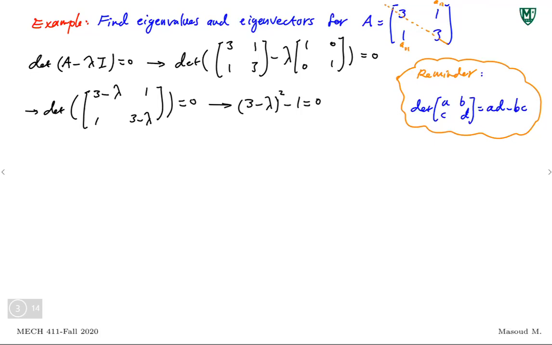You can expand this. I have to find the roots, right? This is supposed to give me an equation. So that would be 9 plus lambda squared minus 6 lambda minus 1 is equal to 0. This gives me lambda squared minus 6 lambda plus 8 is equal to 0. It's a second degree polynomial. You can find its roots easily.